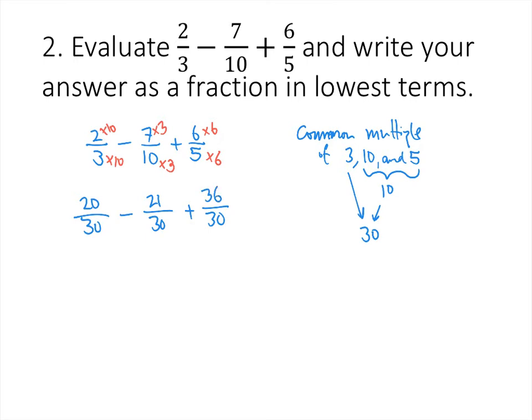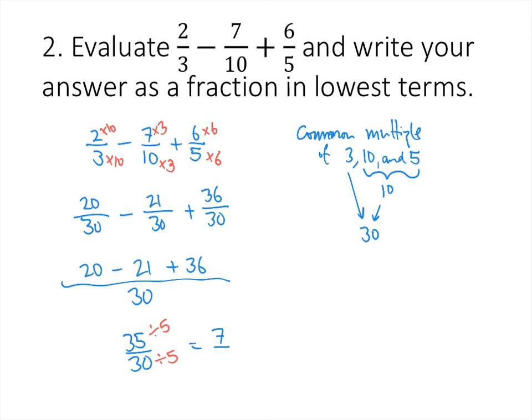Now that we have a common denominator, we can add and subtract these fractions simply by adding and subtracting the numbers on the top. So 20 minus 21 plus 36. 20 minus 21 is -1. -1 plus 36 is 35. So we get 35 over 30. But that fraction is not in lowest terms because 35 and 30 have a common factor, namely 5. So we can divide top and bottom by 5. 35 divided by 5 is 7. 30 divided by 5 is 6. So the final answer here is 7 over 6.